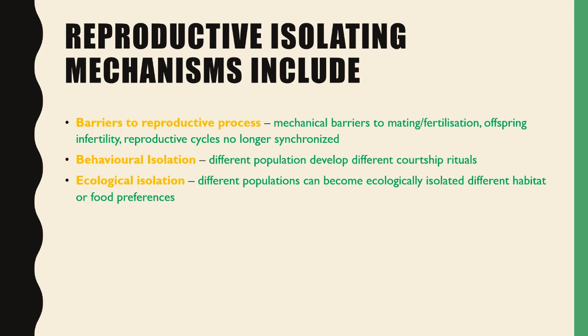So there are reproductive isolating mechanisms, and these include barriers to the reproductive process, such as mechanical barriers to mating or fertilization, where offspring become infertile and reproductive cycles are no longer synchronized. Behavioral isolation is where different populations will develop different courtship rituals. Ecological isolation is where different populations can become ecologically isolated by different habitats or food preferences.